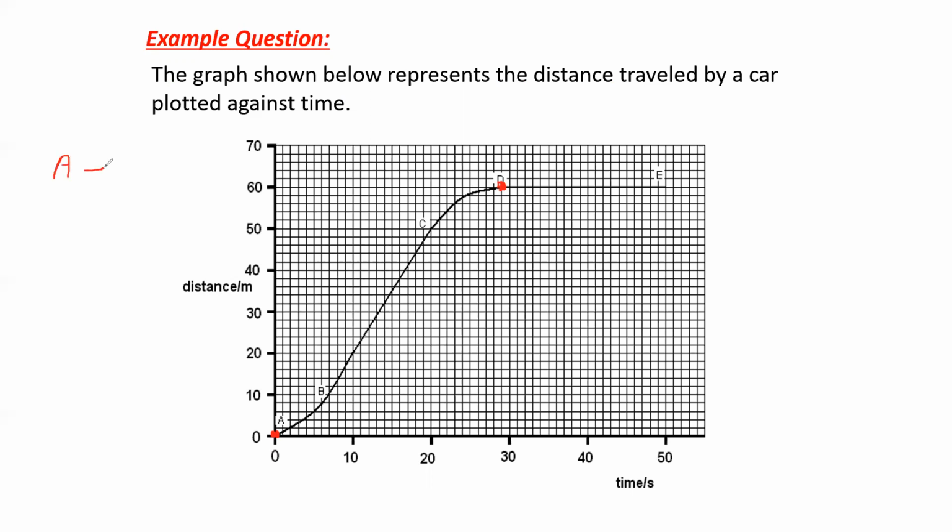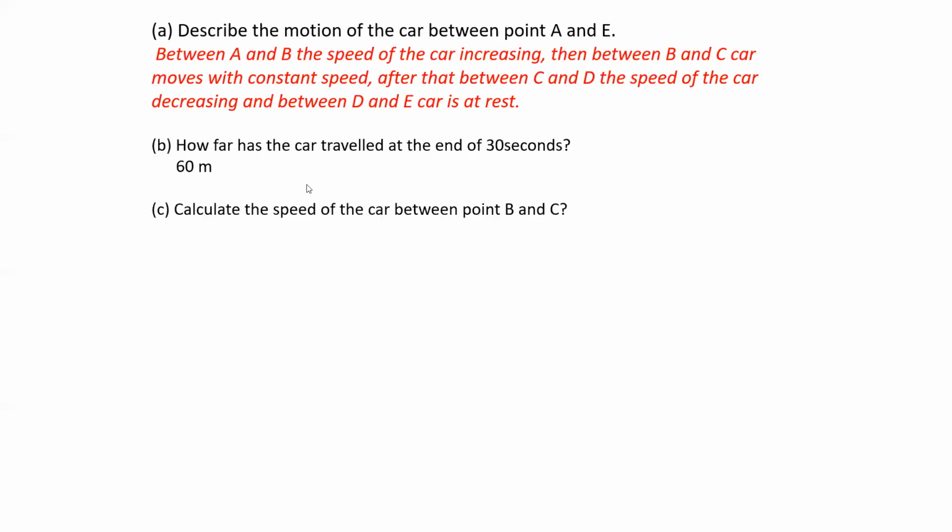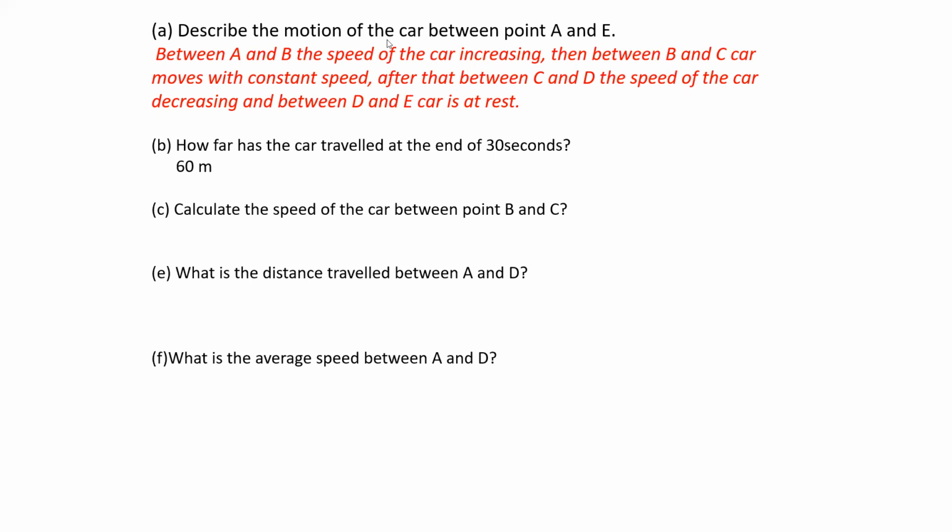At A it is at the 0 mark, and at D it is at the 60-meter mark. So what is the distance traveled from A to D? That's equal to 60. That's right, Abdullah Sarfraz. So the distance traveled from A to D is 60.